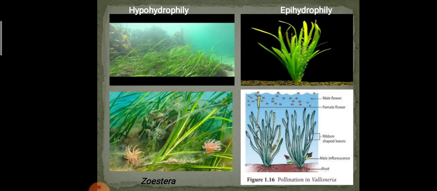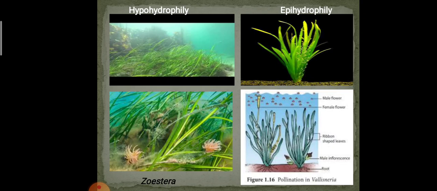And the second type is known as epihydrophily, where epi means above. So the pollination actually takes place on the surface of the water. Vallisneria, commonly known as eelgrass, is the example of epihydrophily. So what happens in epihydrophily?